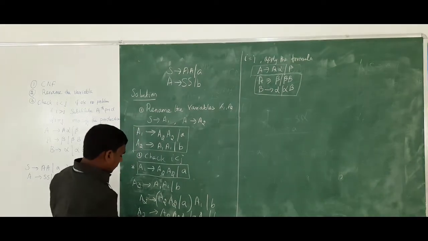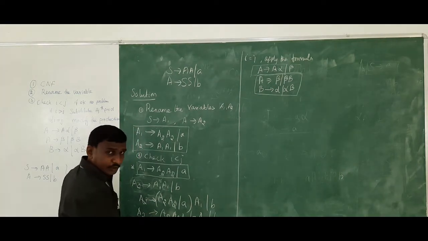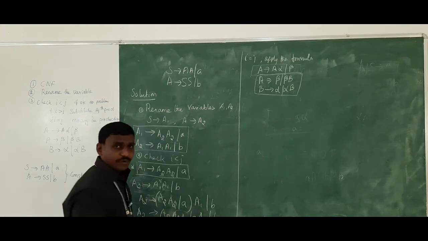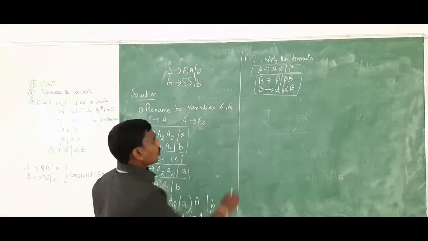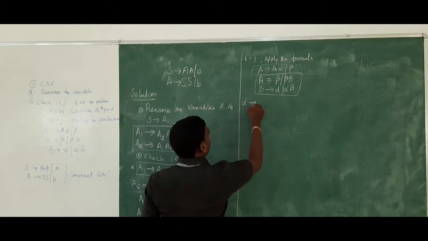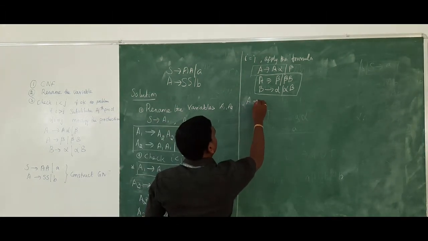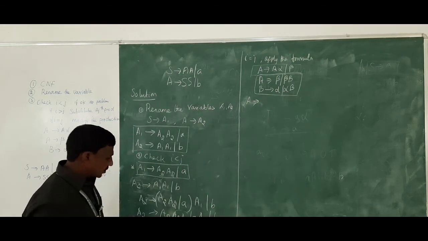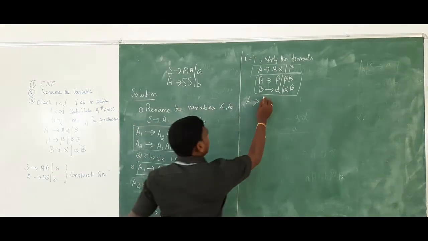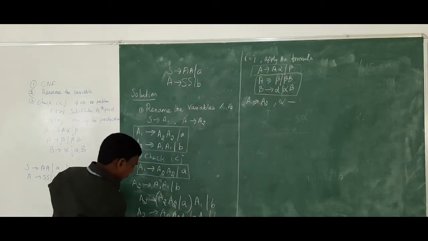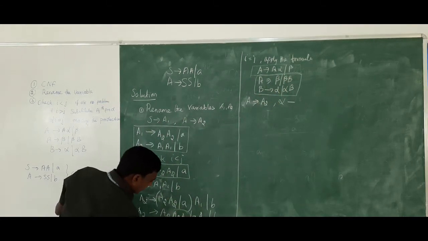A tends to A alpha slash beta. A means A2, tends to A alpha; this is alpha and everything else is beta. Clear? So now I can find alpha. What is alpha? First, what is A? Here I compare: A tends to A alpha, so A means A2. Clear? And what is alpha?